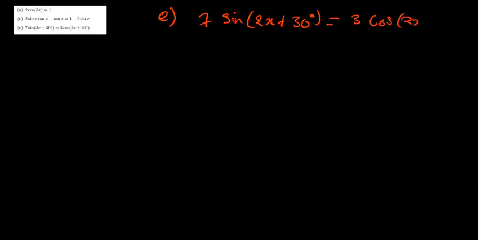Let's now do part E of the question, which was 7 sine (2x plus 30 degrees) equal to 3 cosine (2x plus 30 degrees). Even here we have seen that 2x plus 30 degrees is the angle, and 2x plus 30 degrees is also the angle on the other side.